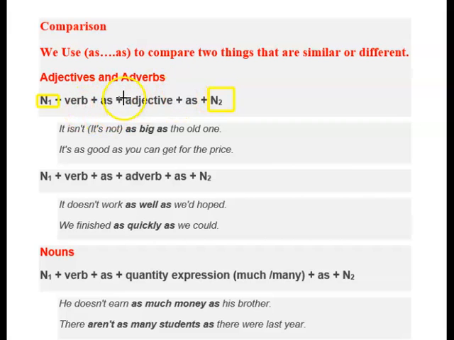Now we use as and we use the adjective. The adjective has to be as it is. Big, small, nice, expensive, cheap. In the base form, in the positive form. So we don't say as bigger as nicer as. No, wrong. So look at this example. It isn't or it's not as big as the old one. So here, see big, a positive adjective. Here, it is as good as you.